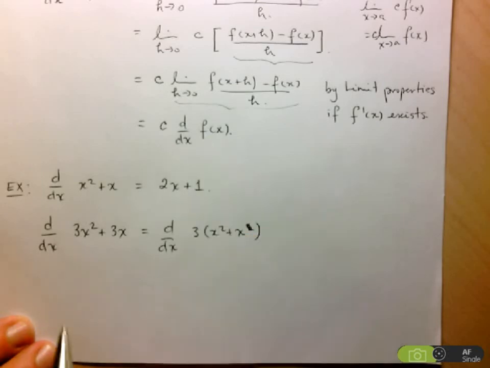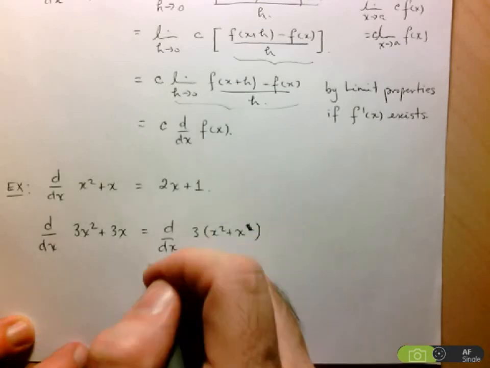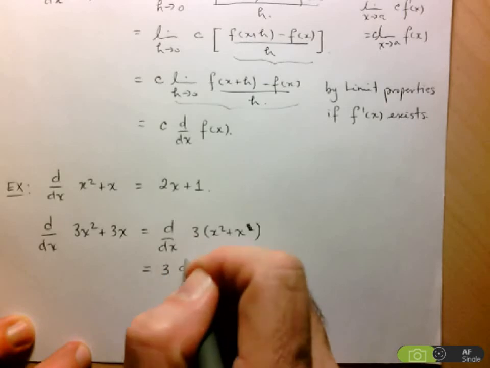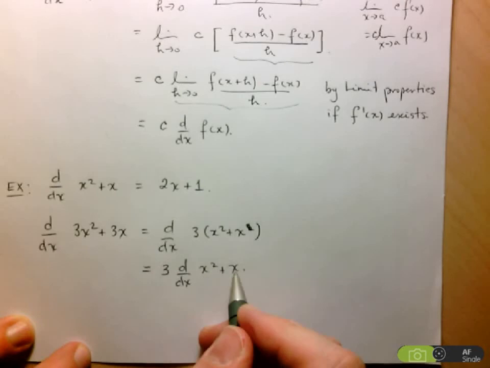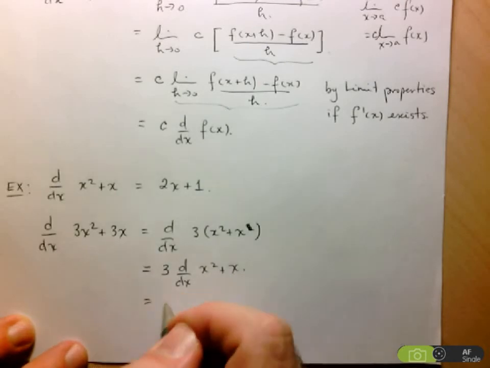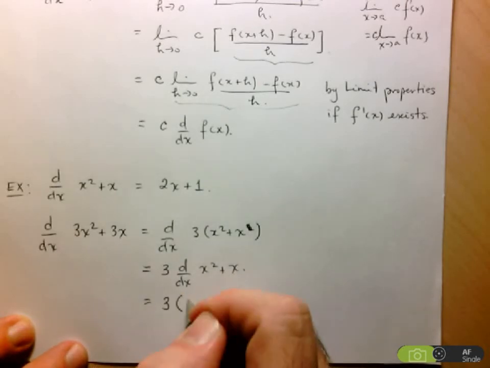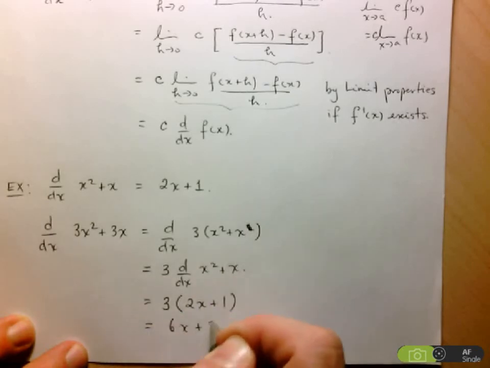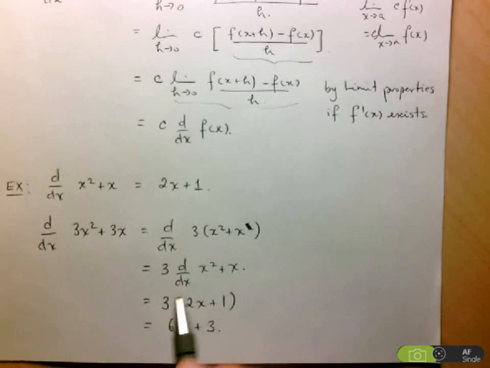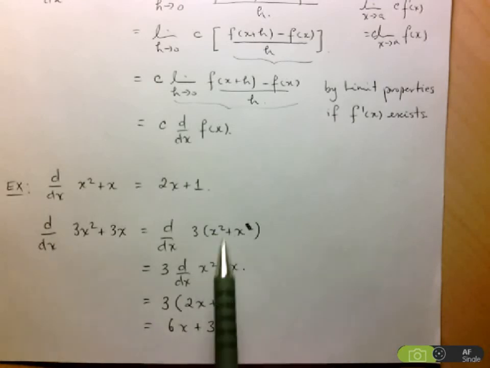So by the constant rule that we've found above, I can rewrite this as 3 times the derivative of x squared plus x, and I've already determined this derivative. So I don't have to repeat that whole process. This is an example of the usefulness of this constant multiple rule. We've already done the work to find the derivative of the simpler function. We can now use that to find the derivative of this slightly more complex function.